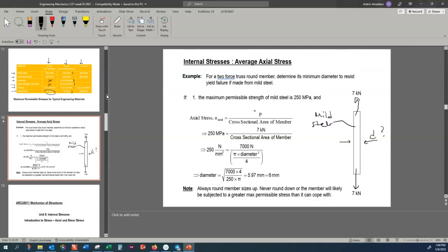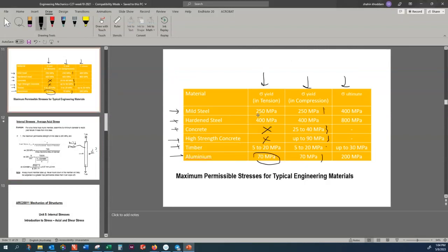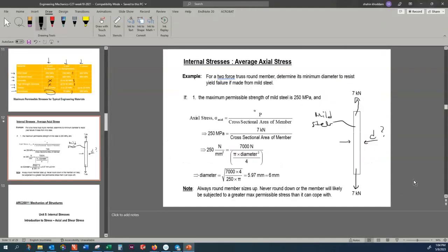Okay, for mild steel, I go to the table, and mild steel can take up to 250 megapascal, all right? So let's come back to this slide. For mild steel, 250 megapascal, that is the limit. And I know that in this cross section, if I make a free body diagram, the force is 7 kilonewton. I put that in Newton and keep the area in millimeter, such that the result becomes in megapascal. Remember, Newton over millimeter squared gives you a stress in megapascal. And Newton over meter squared gives you the result in pascal.